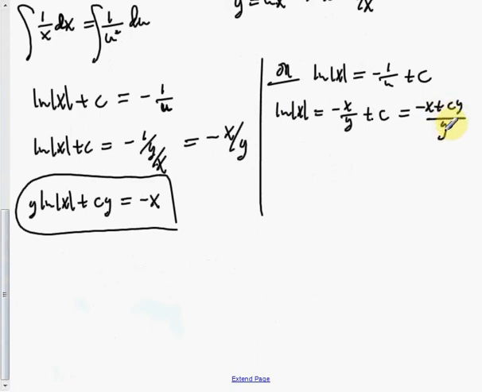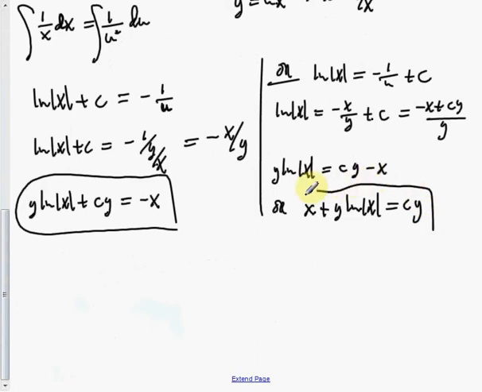over y. Multiply both sides by the y. We get y times the natural log of the absolute value of x is equal to cy minus x, or you can say that this is simply x plus y times the natural log of x is equal to cy. I think that's the answer that he has in the back of the book. They look different, right?